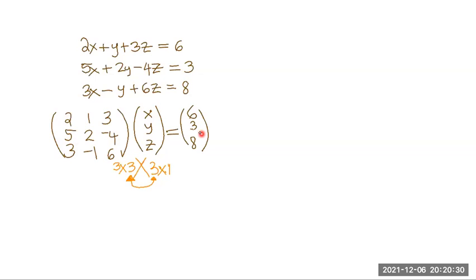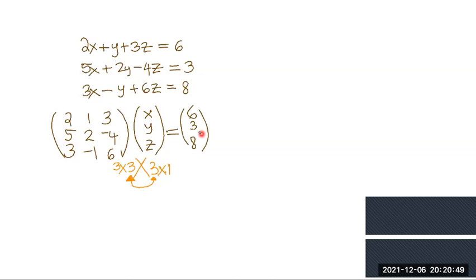Now here, you see that 3 by 3 matrix there. We can calculate the determinant of that. So that's what we're doing. We're going to be calculating the determinant of that one in order to finish the question. All right, so start calculating the determinant of that matrix. 2, 1, 3, 5, 2, negative 4, 3, negative 1, 6.